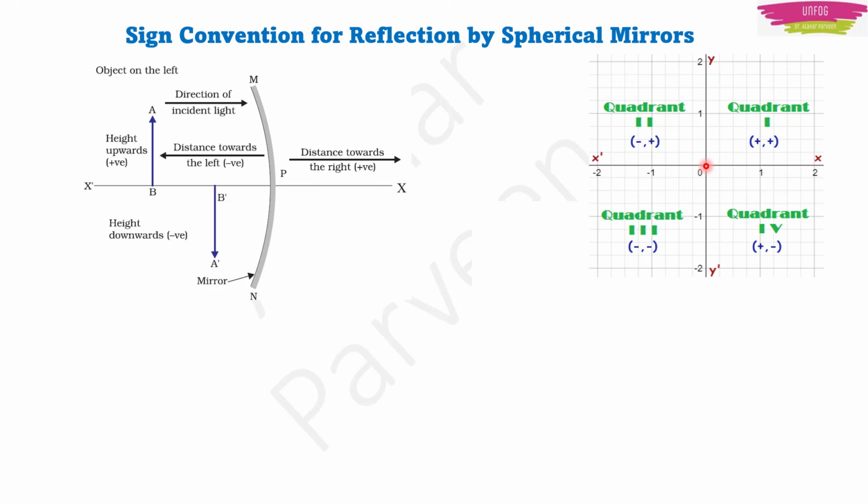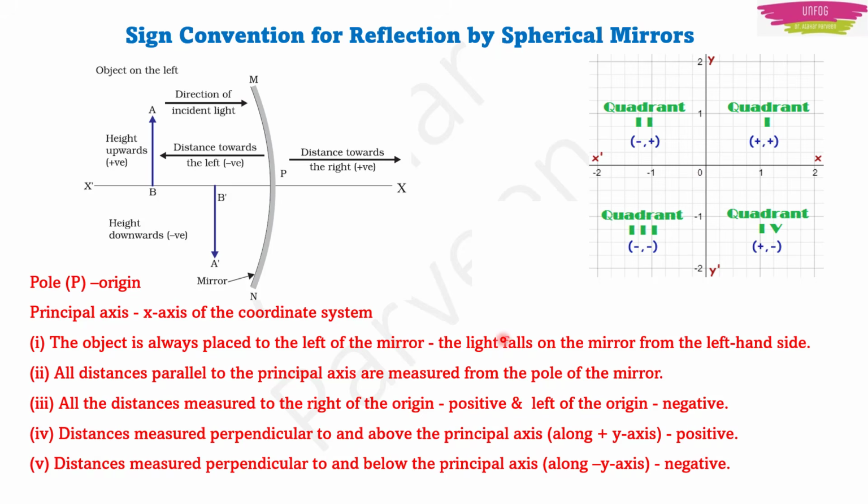I have made simple notes for you all. Please note it down or take a screenshot and try to remember this. This is very simple. Don't get worried about the text I have written here. The first thing is, assume that the pole P is at the origin. The second is, assume that the principal axis is the x-axis. Now you treat it as a coordinate system. You know where to use plus and where to use minus, right? In the first quadrant, both x-axis and y-axis are plus. In the second quadrant, y is plus and x is negative. In the third quadrant, both x and y are negative.